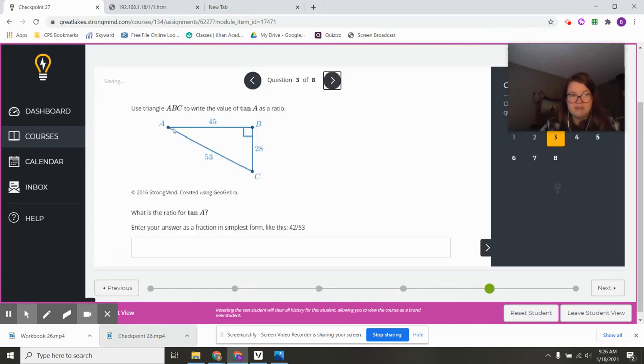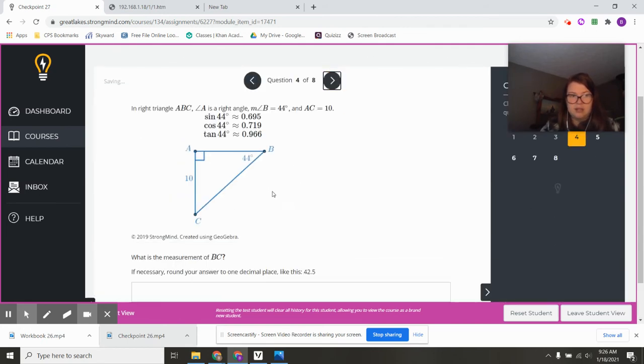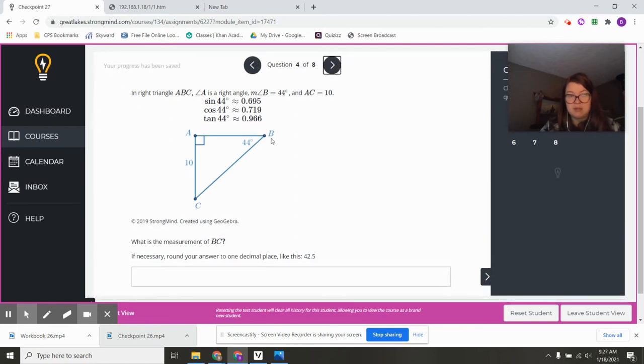The tangent of A is the adjacent over the opposite, so 45 over 28. And then this one is going to be okay because they're using 3 decimal approximations instead of 2.